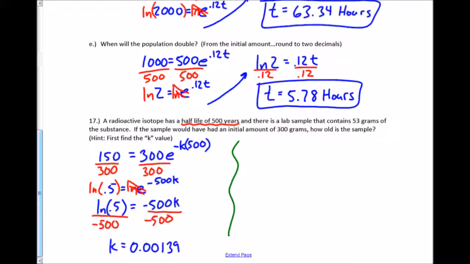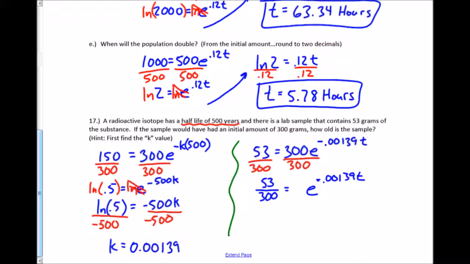When I do the second piece, again, I'm talking about a 300 gram sample. E to the negative k, well, now I have the k value as 0.00139. Time is the thing that I need. That's what I'm looking for. And I want to know when this thing is going to equal 53 grams. That's where the 53 grams comes in. And now I'm going to solve this for t. I divide each side by the 300. And I'm just going to leave this as a fraction, okay, as 53 over 300. That's the easiest thing to do, and it's the most accurate thing to do.